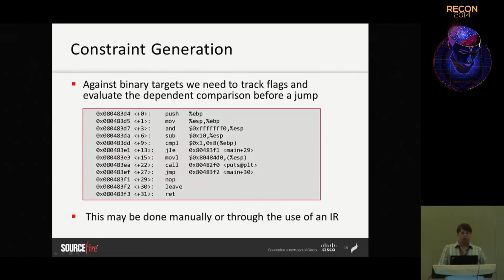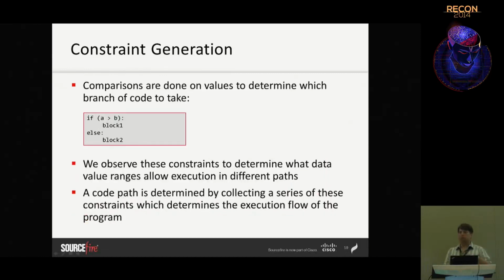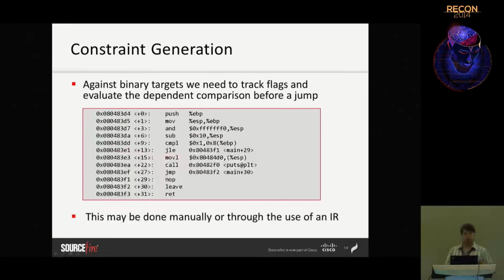So against binary targets, here's a simple example. We need to track the actual flags. It's not as simple as looking at the code; when we were looking at C code, it was as obvious as the first SMT examples. Here we have to actually encode the semantics of every instruction in the assembler. And so it takes just a little bit more analysis. It's not as easy as just visually glancing at it.